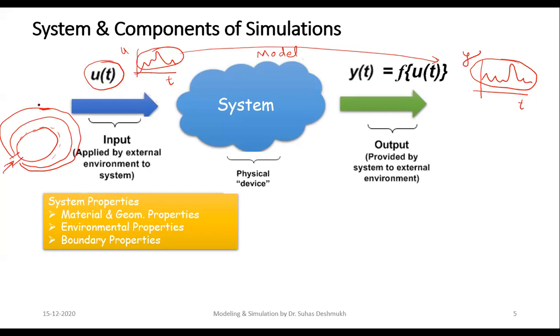Most of the time in our systems there is no change in the boundary, and here the boundary property is fixed. So when you are doing a simple analysis, you are going to avoid such change in the boundary properties.